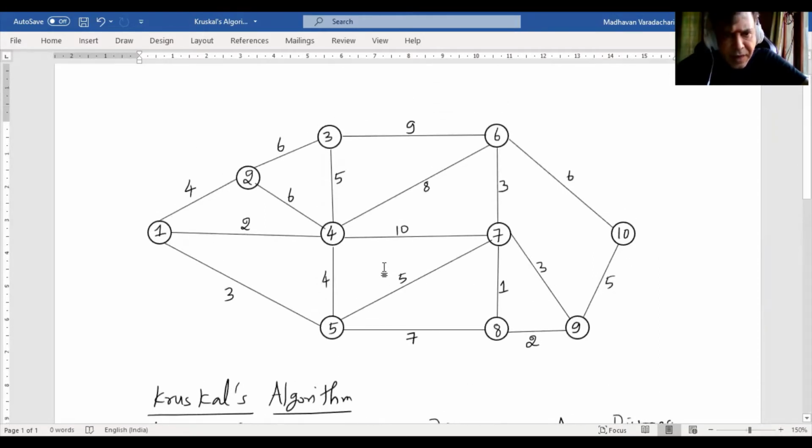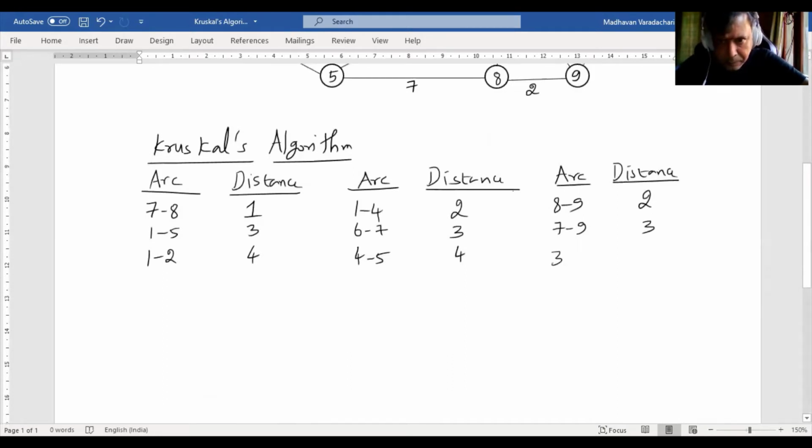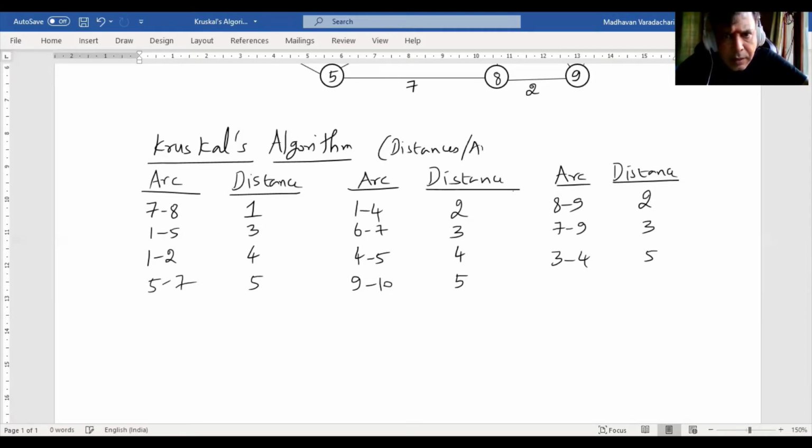Then the next least is 5. We have 3 to 4 is 5, and then 5 to 7 is also 5. 9 to 10 is also 5. So 3 to 4, which is 5, 5 to 7 is also 5, and then 9 to 10 is also 5. Okay, 5 we have done.